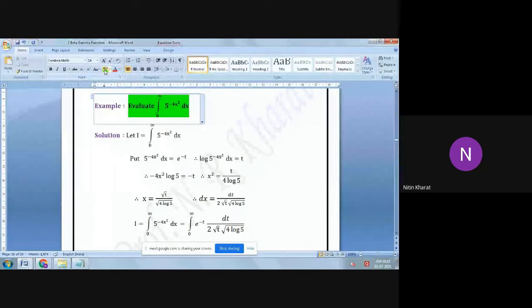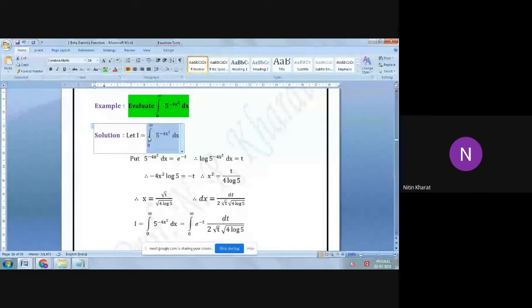We have to assume the given particular term equal to e raised to minus t, because our gamma function definition contains the e raised to minus t term multiplied with t raised to n minus 1. So we have to convert this example into the definition. So we require the e raised to minus t term.